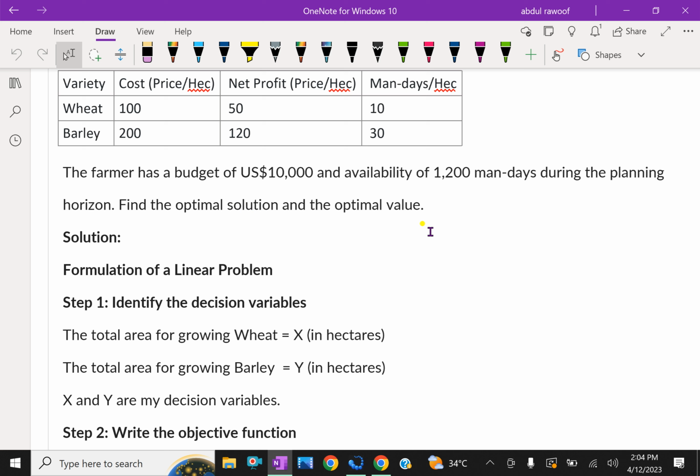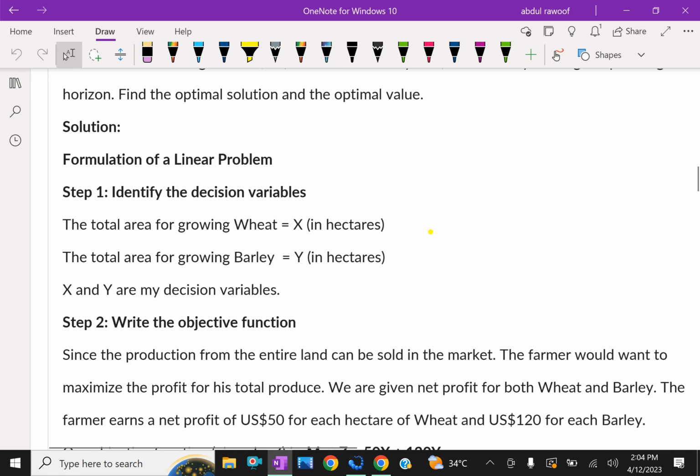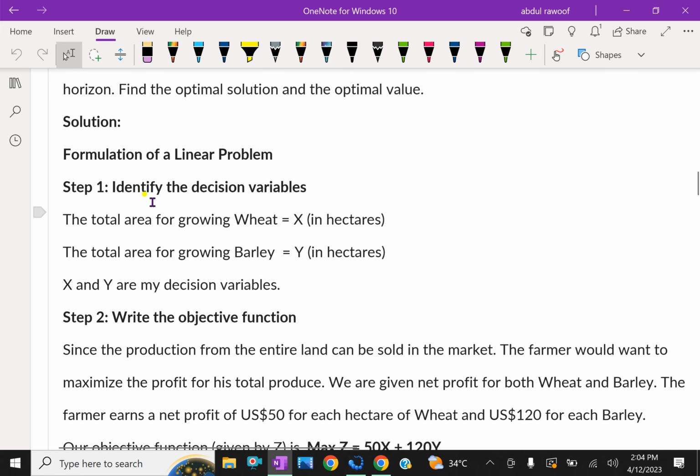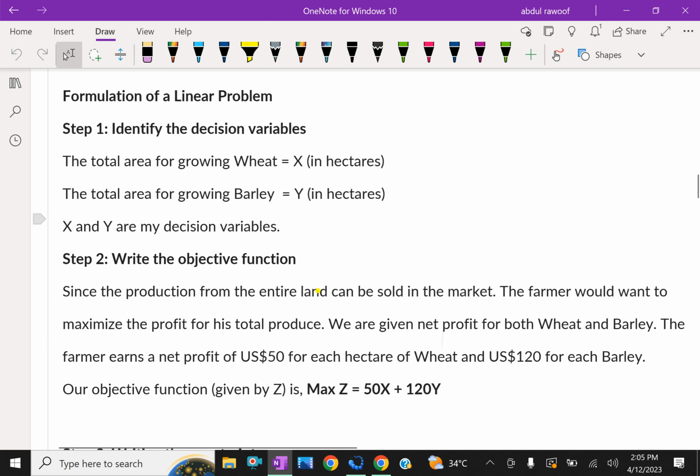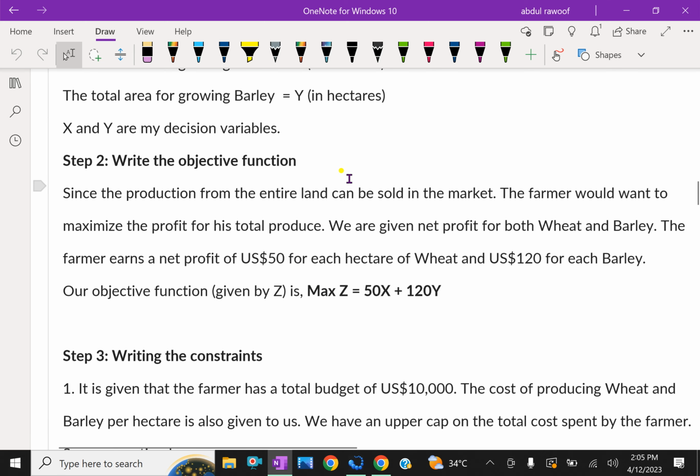Now let us discuss further the formulation of the linear problem. First, identify the decision variables. Here the total area of growing wheat, that is x, is a decision variable for hectares, and the total area of growing barley is y. Then x and y are our decision variables. Now write the objective function. Since the production from the entire land can be sold in the market, the farmer would want to maximize the profit for his total produce.